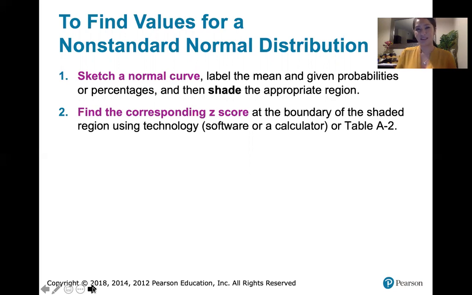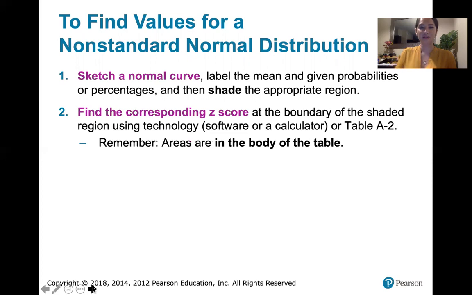I'm going to show you how to use Excel to find the corresponding Z-score. I'll also show you how to use table A2. Just remember, when you're looking up Z-scores using Excel or table A2, the areas in the table and the area given by Excel give you area to the left. So if we know an area to the right or a probability that's indicated to the right, we have to find the corresponding probability or area to the left in order to use that technology or to use table A2. Remember, when you're using table A2, areas are in the body of the table and Z-scores are on the outside edge.